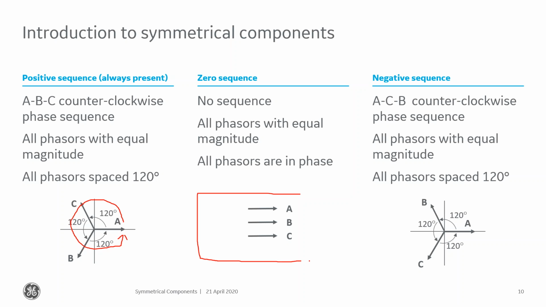Negative sequence network is, there's no sequence to it. All the phases are equal magnitude and all the phases are in phase with each other.